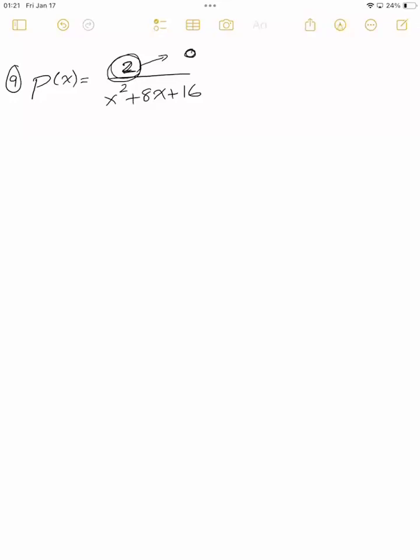The degree of the polynomial on the bottom goes by the leading term, and the leading term is x squared, so the degree of the bottom is 2. 0 is less than 2. That gives you horizontal asymptote y equal to 0.